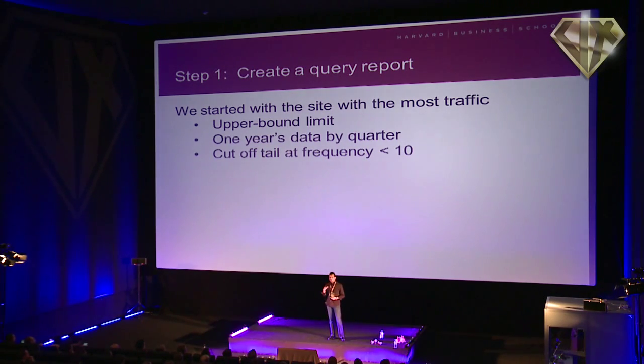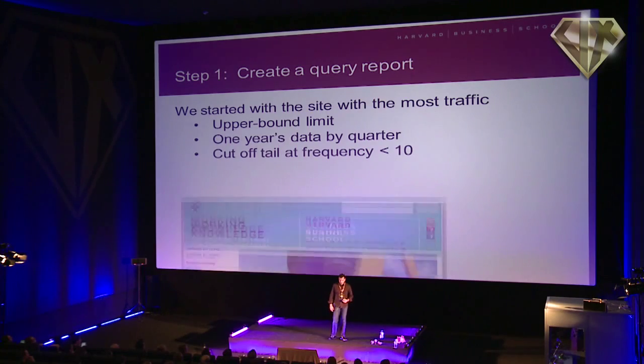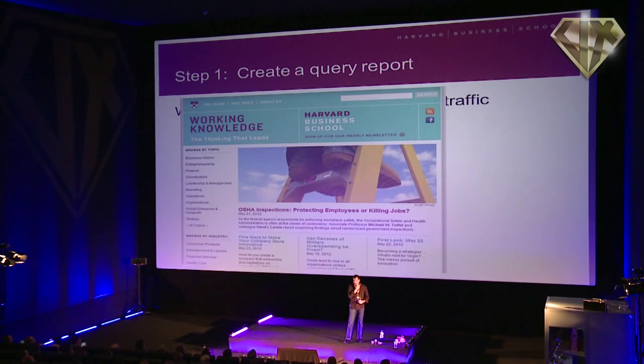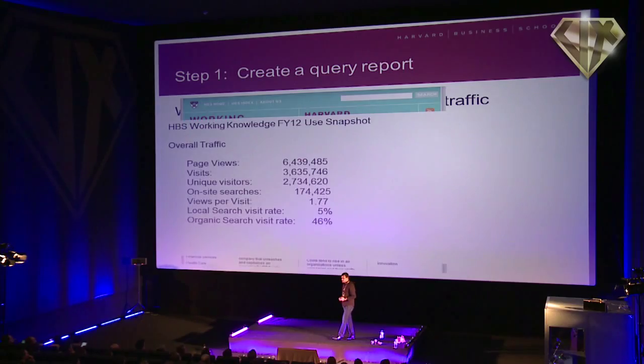So any search query that was searched for 10 or more times, that's what we included in this analysis. The website we chose is called Harvard Business School Working Knowledge, and it's a publicly available website, so you can look at it. Those of you who are interested in business, it has faculty articles and writing about business related things. This is just a snapshot of some of the analytics in fiscal year 12. Our fiscal year runs from July 1st to June 30th. So this is just a sampling.